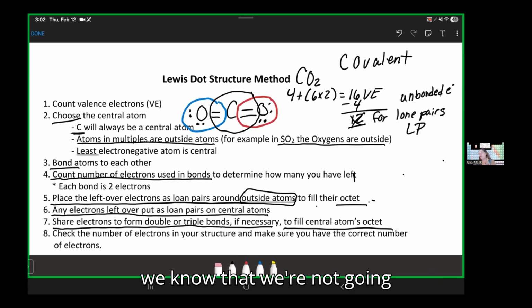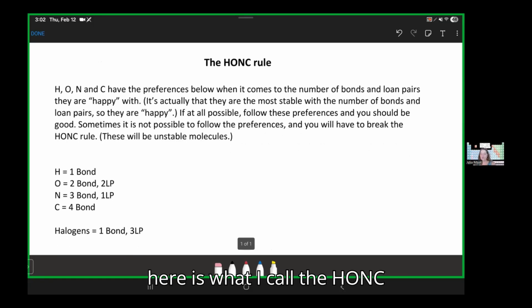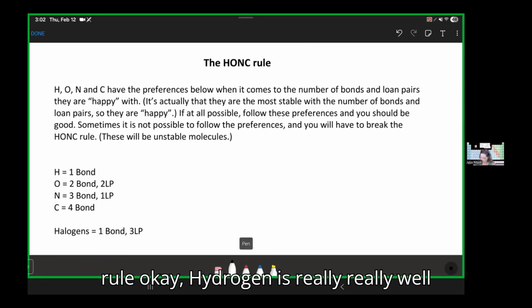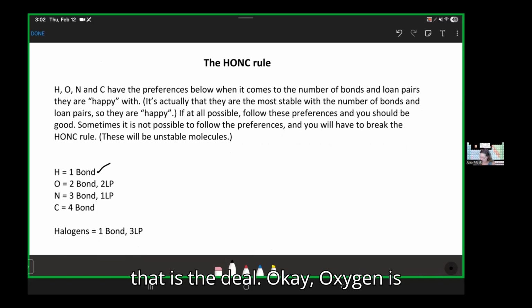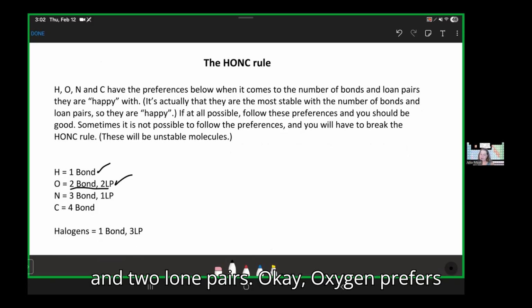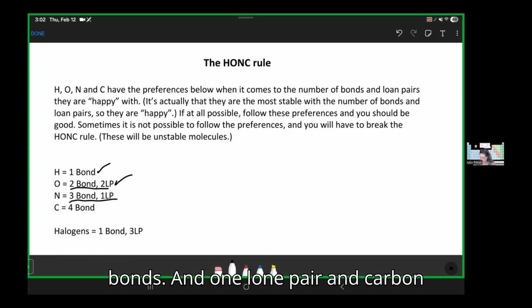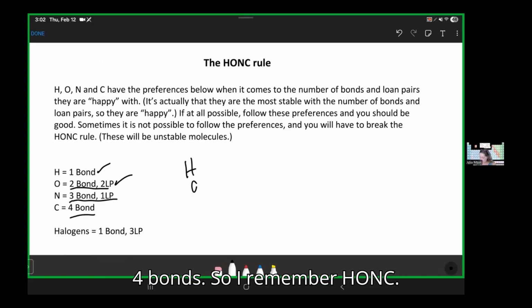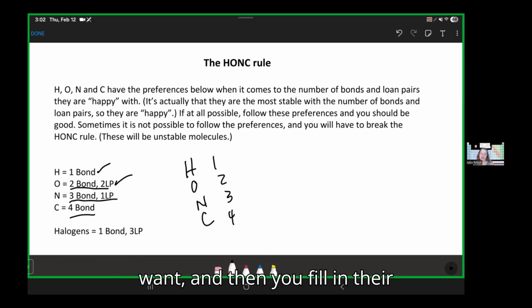The other way that we know that we're not going to share both lone pairs from one oxygen is because down here is what I call the honk rule. Hydrogen only ever gets one bond. That is the deal. Oxygen is most stable, most happy with 2 bonds and 2 lone pairs. Nitrogen, 3 bonds and 1 lone pair, and carbon, 4 bonds. So I remember honk: 1, 2, 3, 4. That's how many bonds they want. And then you fill in their octet with lone pairs.